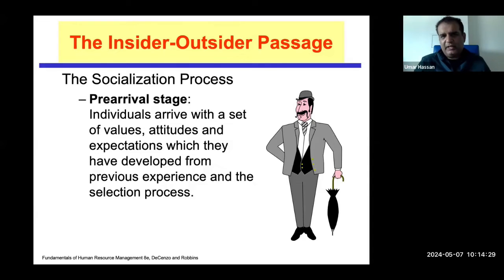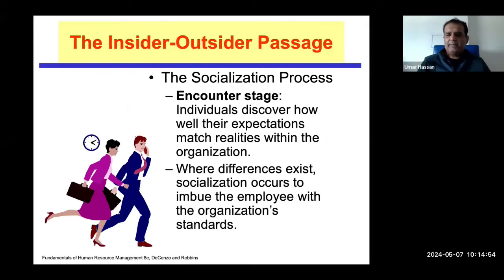The organization cannot make any specific impact over here, but they do need to understand that it's not easy for anyone who is coming from any other organization or who is a fresh graduate and joining the organization. It's not easy for them to adapt abruptly. So, understanding of the pre-arrival stage is a basic principle of developing an orientation and socialization strategy. So, what happens next? The next is the encounter stage, where the individuals discover how well their expectations match realities within the organization. This is very interesting and very important.